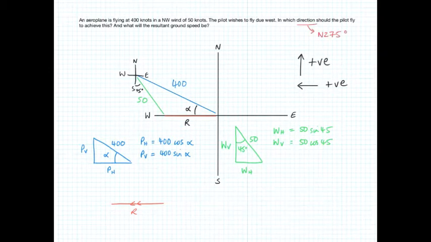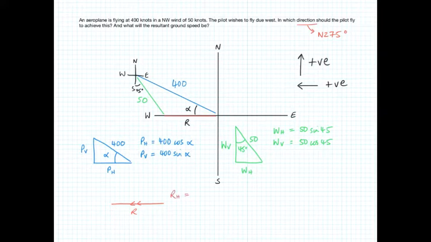So we've got the direction the pilot should be flying is the north 275, and now we need to work out what the resultant ground speed will be, so work out the value of R. So we use the vertical components to work out the angle alpha, so let's use this time the horizontal components to work out the value of R.